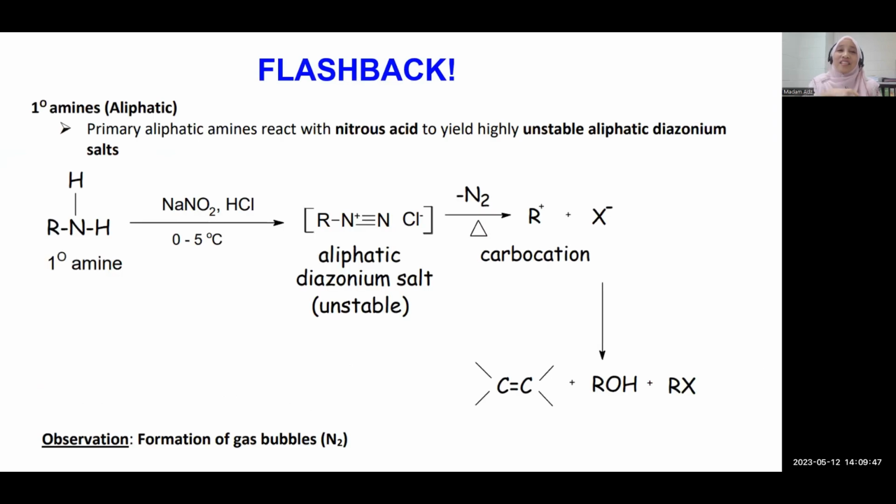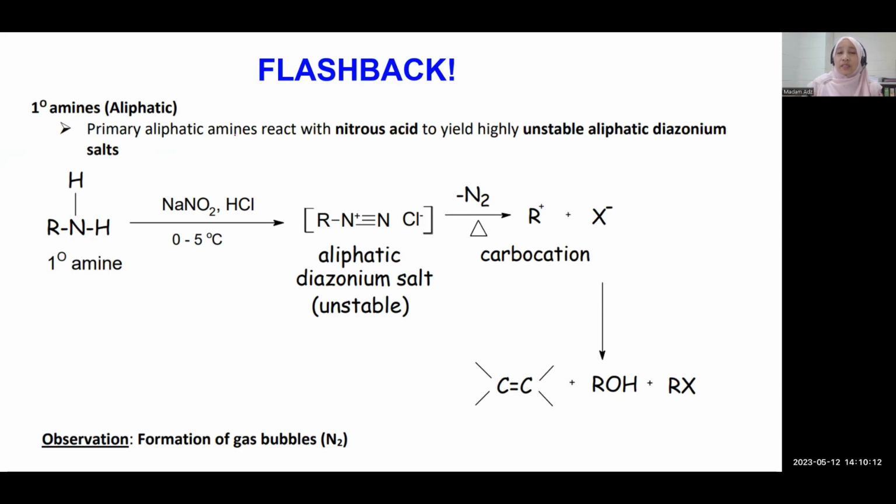Okay, so this one adalah reaction of amines with nitrous acid. So kita ada primary amines. Then this one is aliphatic because what we have just now is aliphatic amines, right? So kita boleh guna for aliphatic and also for aromatic. It's just that aromatic is more stable than the aliphatic amine. Okay, so for primary amines, kita go through sekejap untuk ulang kaji.